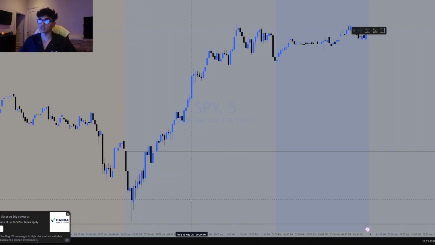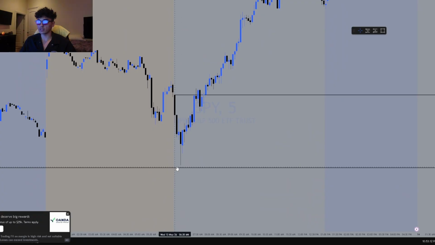Let's say in this case scenario at this support level right here, price failed to reject. Obviously that selling pressure would be strong enough to break through that barrier and then continue a stronger move back to the downside.